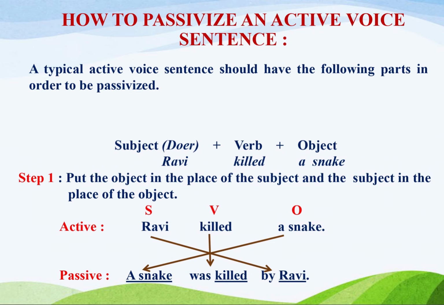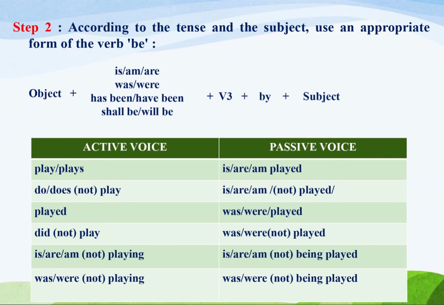See this slide. Ravi killed a snake. Now, if we cross it, a snake will come at the beginning of the sentence and Ravi will be concluded at the end of the sentence and will become by Ravi. Step 2. According to the tense and subject, we have to use an appropriate form of the verb be.